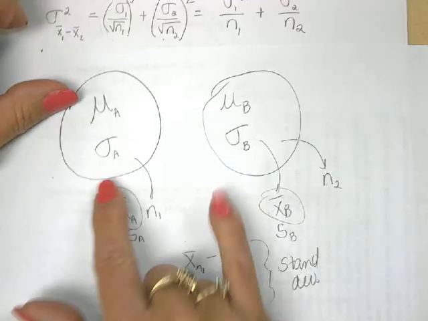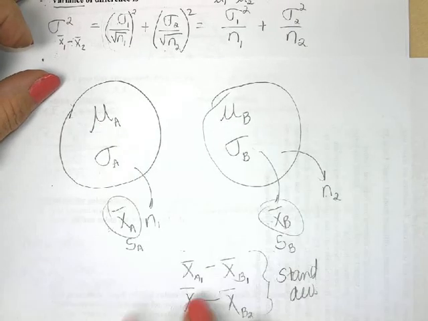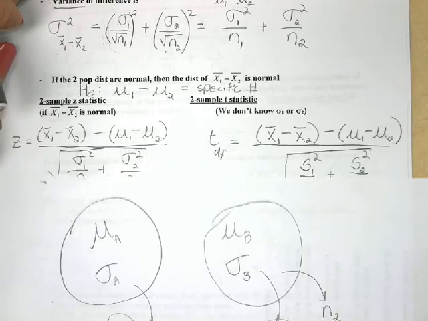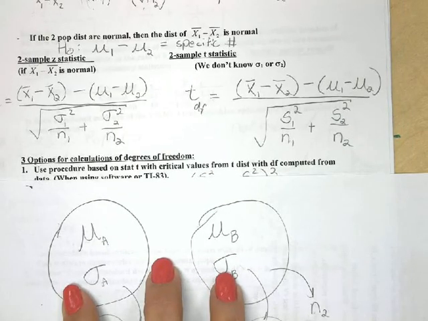These are going to most likely be unknown. Why would we know these if we don't know these? So here are our test statistics that we'll be working with when we are comparing two means.